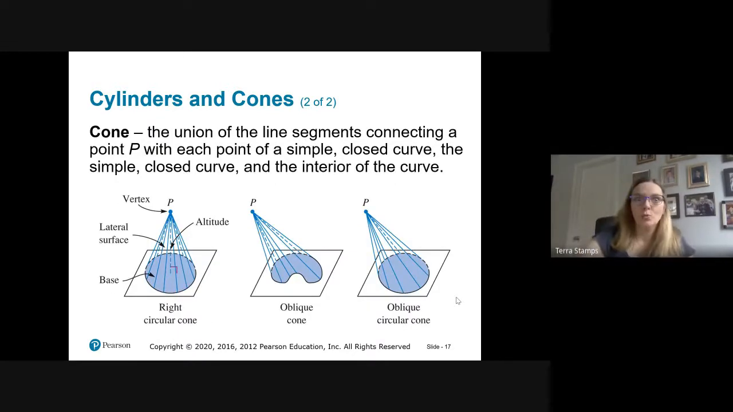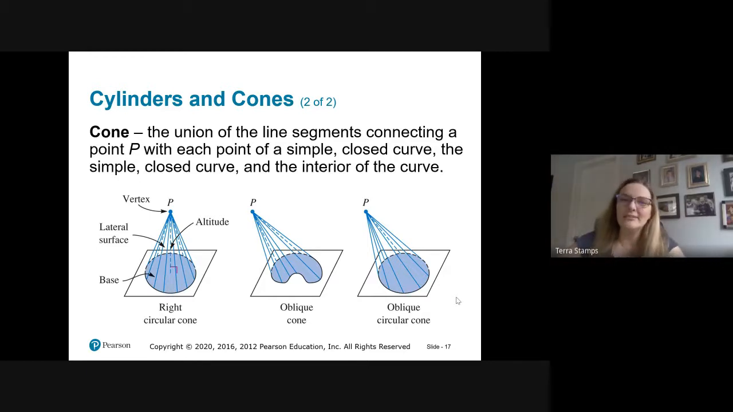All right, cones. The union of the line segments connecting a point P with each point of a simple closed curvature of the curve. Okay, whatever. Like I said, I'm trying to stick with what the book is doing to make it easy for you guys. It's not making it easy for me.